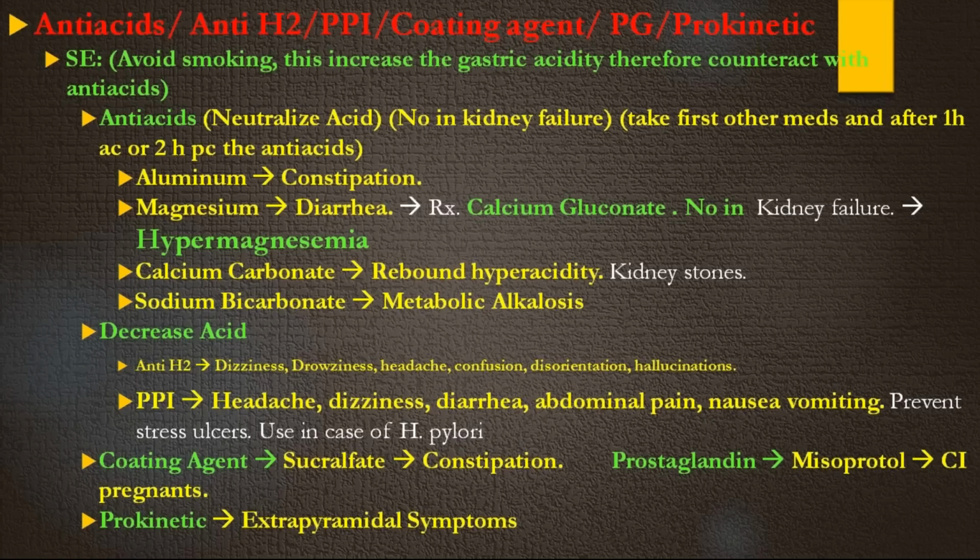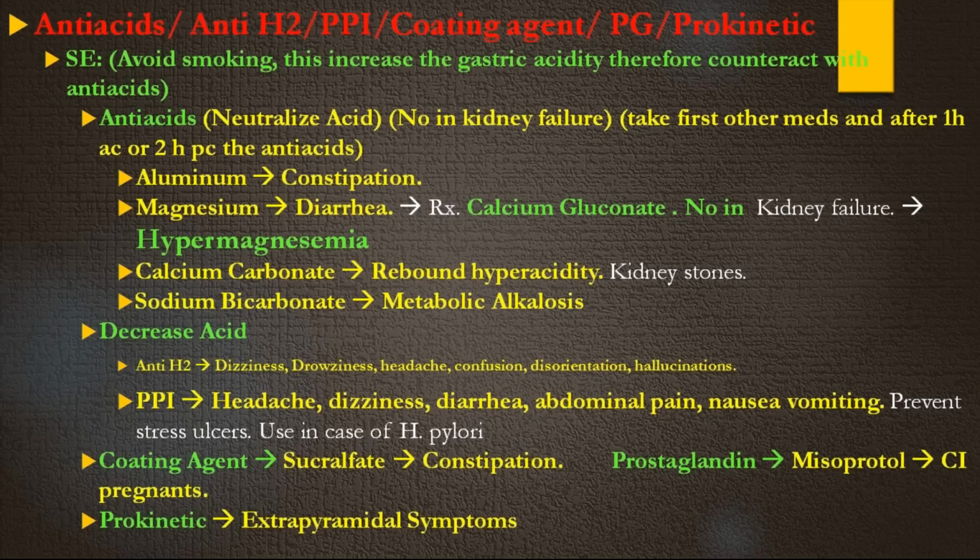PPI, mostly what we need to remember is Prilosec, for example, or omeprazole, pantoprazole, lansoprazole, the prazoles. These are mostly used to prevent stress ulcers, especially in the first 24 hours that the patient is getting into the intensive care unit, and are used in cases of Helicobacter pylori. We have the coating agents, the sucralfate coating. Just remember the side effect: coating, constipation.